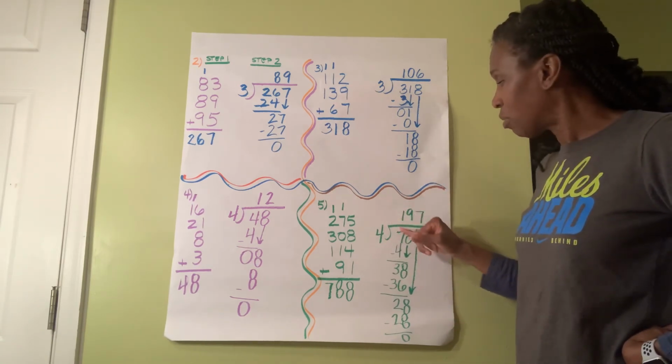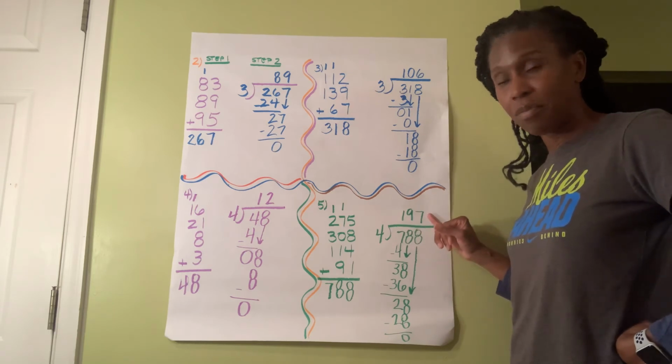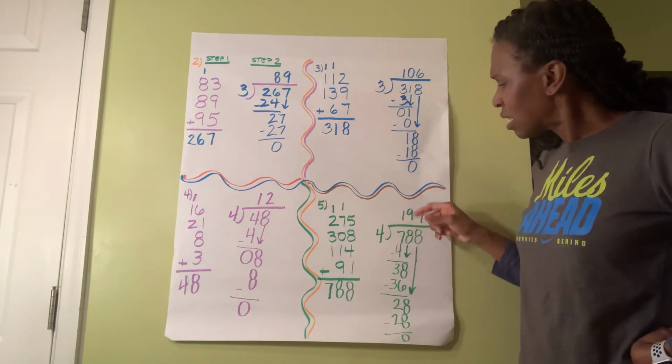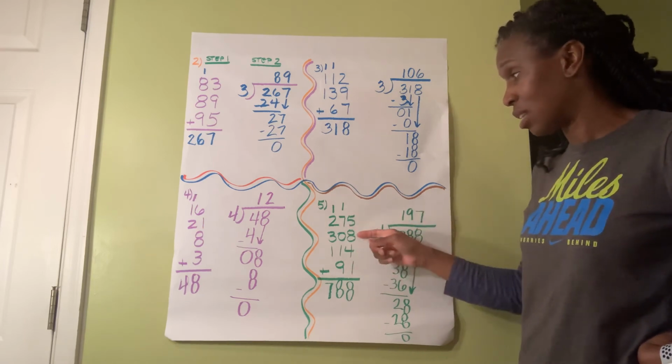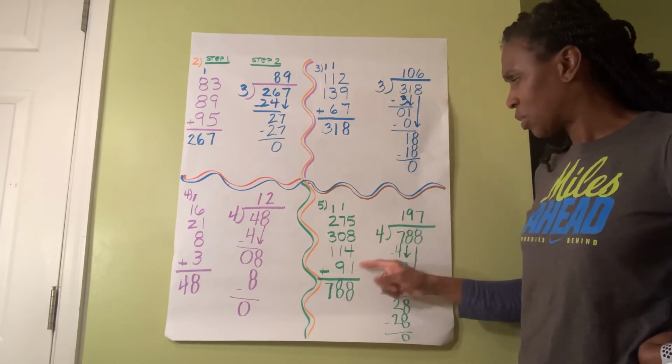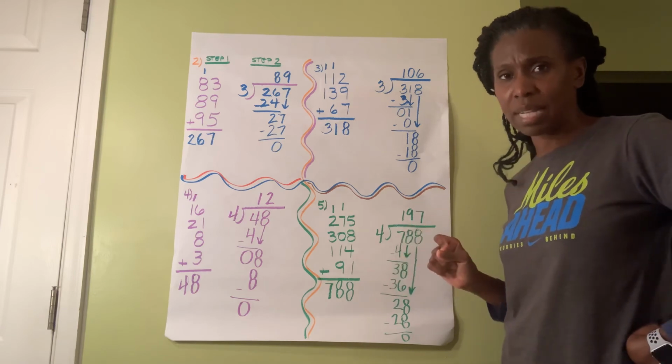So I have 197 as my average. That means that's a good estimate of what these numbers are right here. It's not the highest number, but it's definitely not the lowest number. It's somewhere in between, 197.